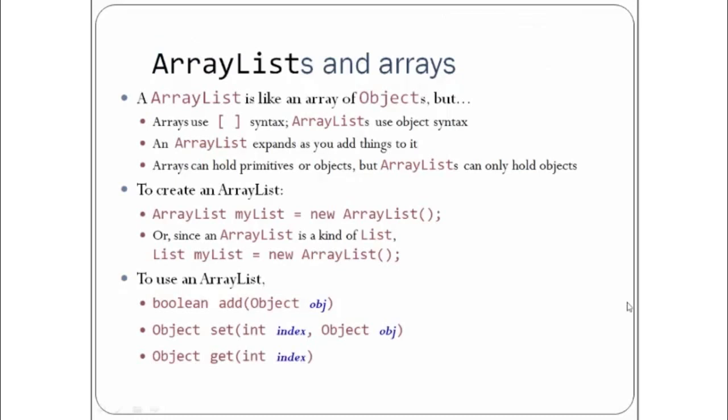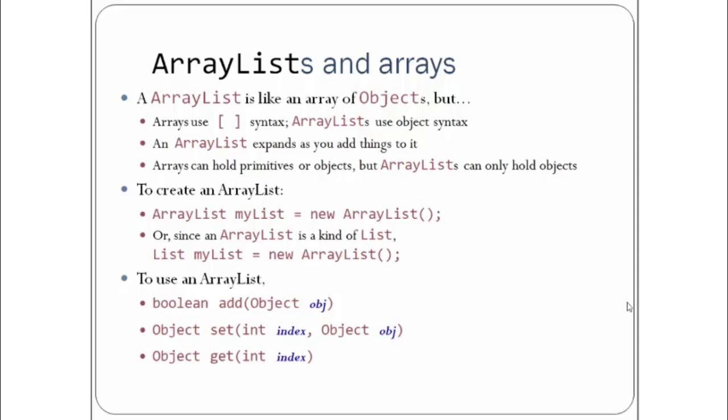Firstly, we'll see what are array lists and arrays. An array list is like an array of an object, but an array uses the bracket syntax. When we talk about array list, it uses object syntax. That means we have to declare it as if we are declaring an object of a class. The array list expands as you add things to it. Arrays can hold primitives or objects, but array list can only hold objects.